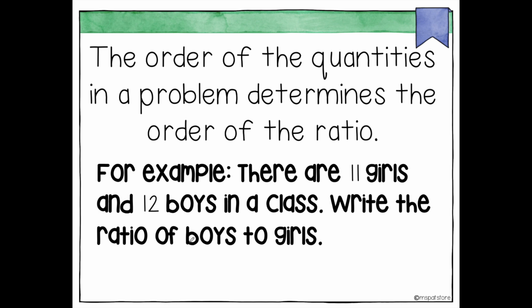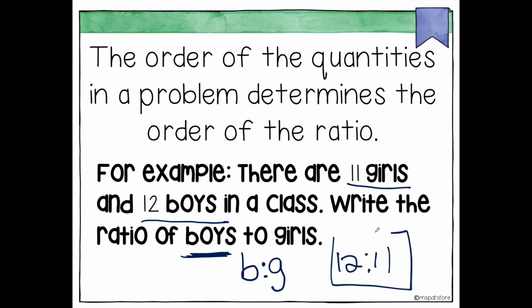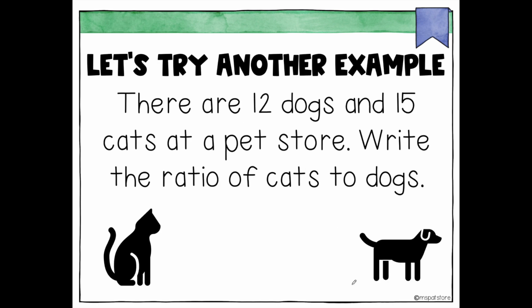As you can see, boys is first. They want me to find out this ratio. Boys to girls. How many boys? You can see it here. 12 boys to 11 girls. So that is the ratio. 12 boys to 11 girls. Or basically, for every 12 boys, there are 11 girls in the class. Now I would like you to try this example by yourself.